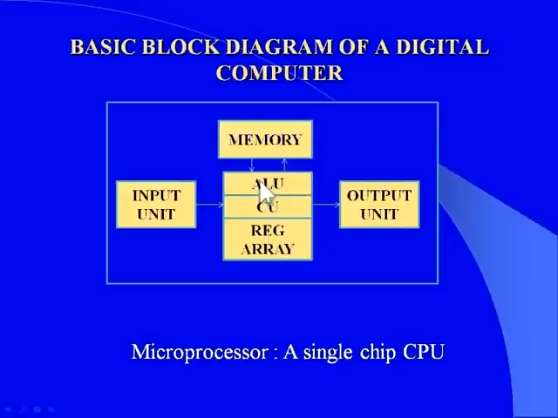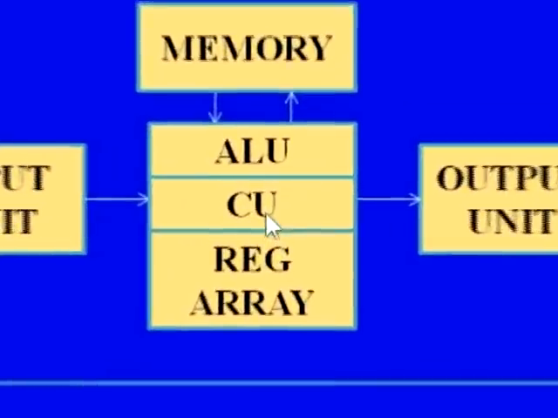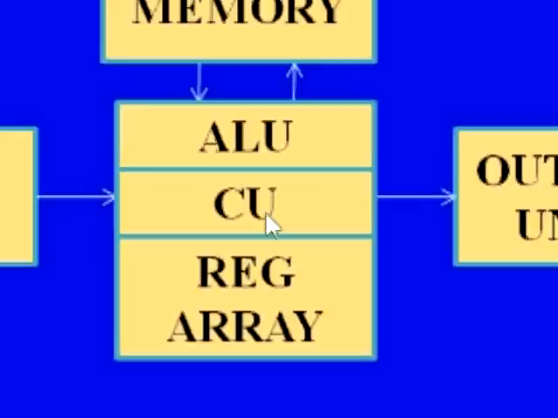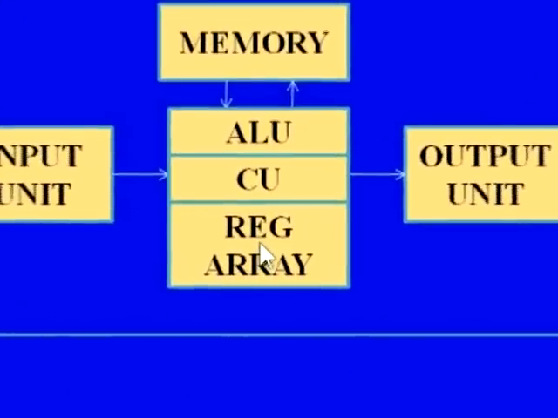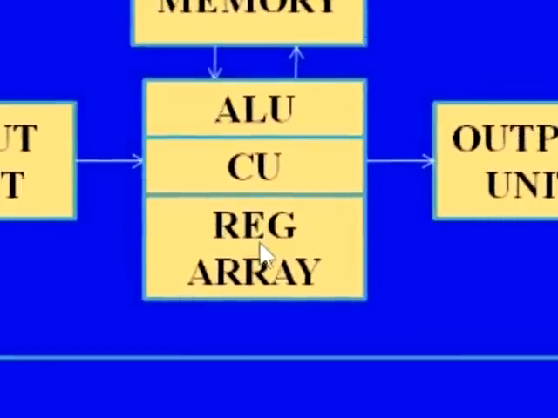Three major parts of the central processing unit are: number one is ALU, the arithmetic and logic unit. Whatever the arithmetical and logical operations may be, they will be done only within the ALU. Number two is CU, the control unit, which is used to provide timing and control signals as well as synchronization signals whenever data is read or written from memory or from peripheral devices. Number three is a small register array which is available within the CPU.